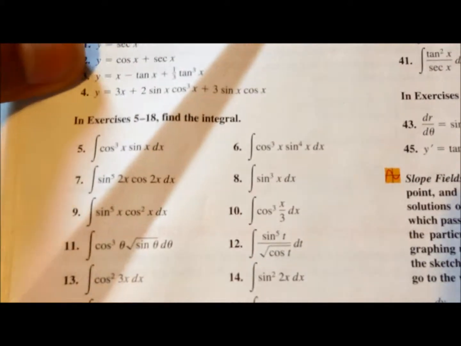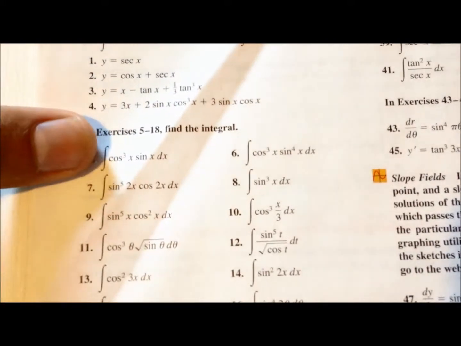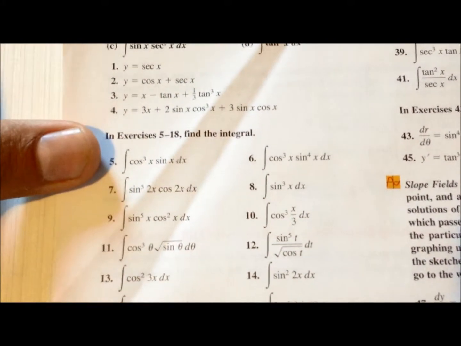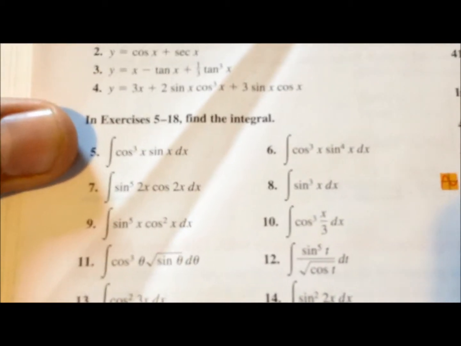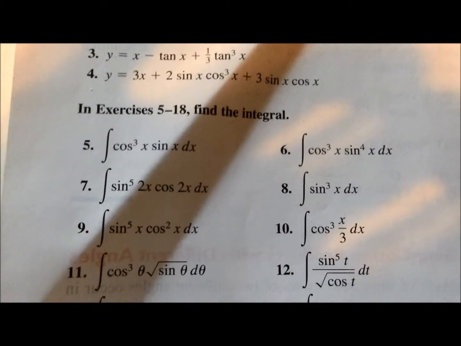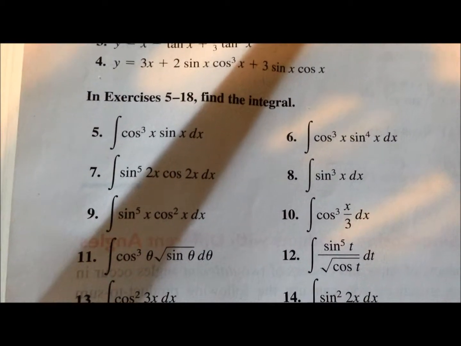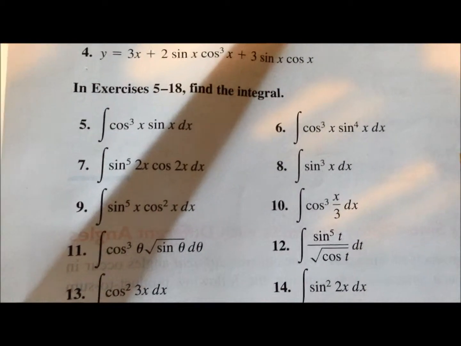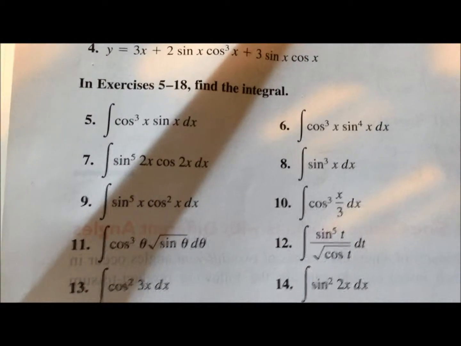What I do first is I try to use u substitution. That's like the first thing I try to do. So in number 5, you can just set u equal to cosine x, and you'll get du equals negative sine x. And then you can put negative du equals sine x dx, and you can integrate it that way. It'll just be the negative integral of u to the third. So on number 5, u substitution would be the method to use since it's easier.